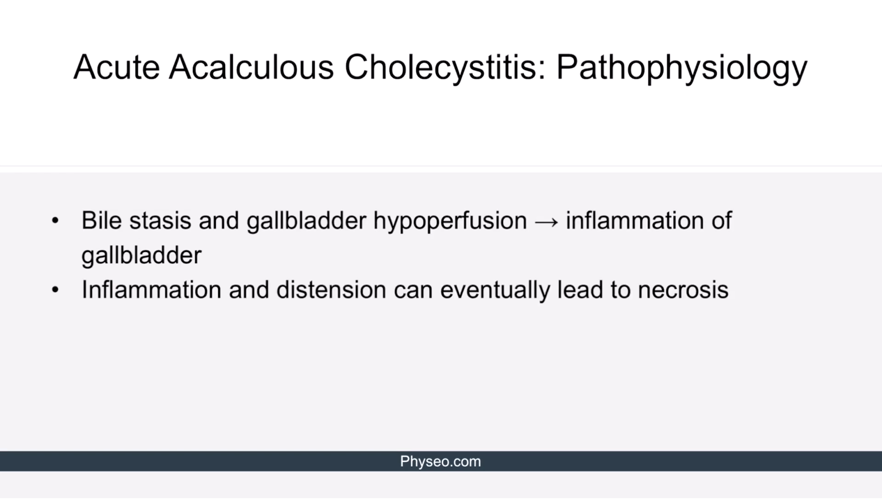While the pathophysiology of acalculous cholecystitis is not completely understood, it is thought that biliary stasis and gallbladder hypoperfusion can lead to the inflammation of the gallbladder. As the gallbladder remains inflamed and potentially becomes distended, the gallbladder tissue can become necrotic.